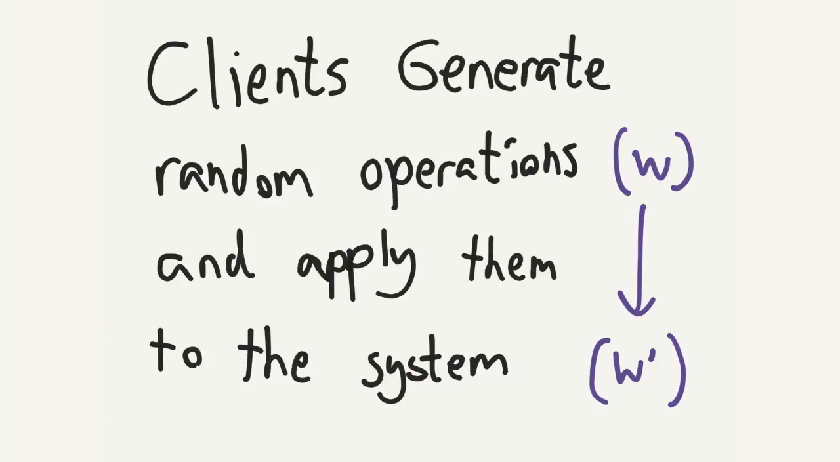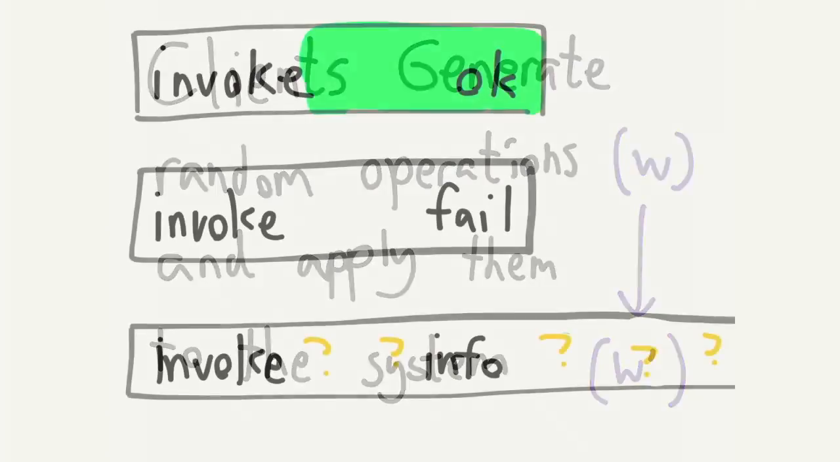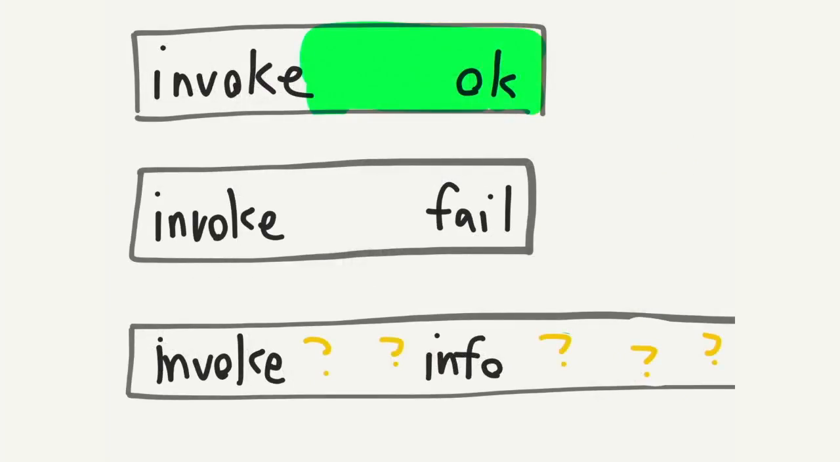What we're going to do is generate randomized operations, like write the number 3. We'll apply it to the system and see how it returns. And it might come back in one of 3 ways. It could succeed, it could definitely fail, and we know it didn't happen, or it could time out or crash. And in that case, we'll log an informational message, and we'll keep the invocation open for all time, because that operation might take place later. It could be stuck in the network, could be stuck on disk.